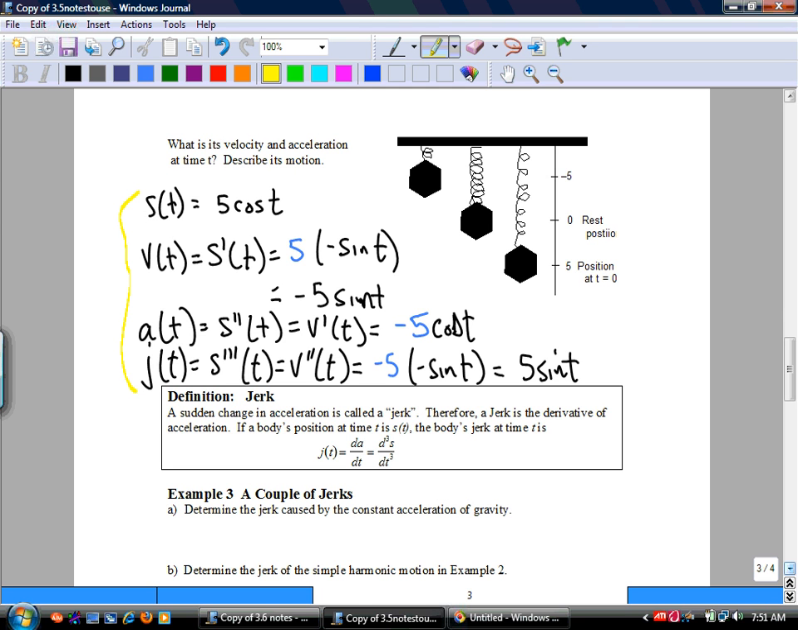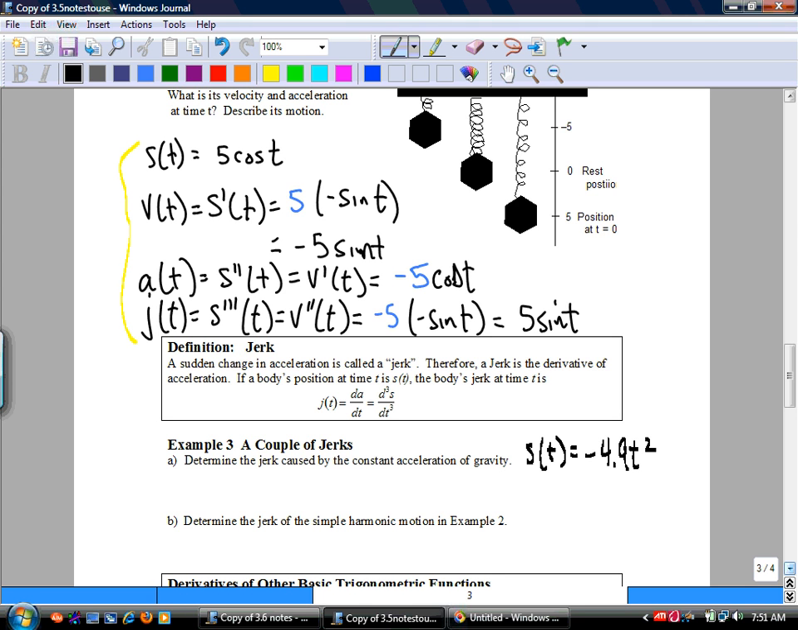Okay? Determine the jerk caused by the constant acceleration of gravity. Well, I guess we could start with the position function. S of t equals negative 4.9 t squared, plus something. If I jump out of a relatively decent airplane with no upward or downward velocity, I don't know, 700 meters, that's my height above the ground at any time t. So S prime of t would be negative 9.8 t, and then S double prime of t would be negative 9.8, and then the jerk, S triple prime of t, would be 0. Gravity doesn't cause jerks. Gravity just pulls. You go, whoa, gravity just gave me a little tug there. Doesn't happen, folks.